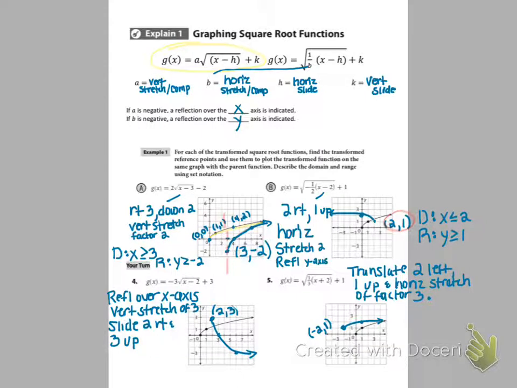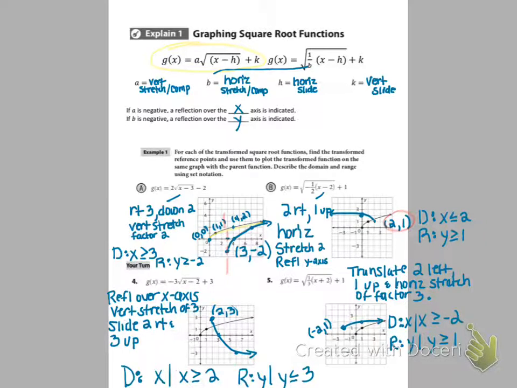So go ahead and take a moment, pause the video, and see if you can describe the domain and range of the 2 your-turn questions. Pause the video now. So go ahead and check out your domain and range for number 4 and 5.